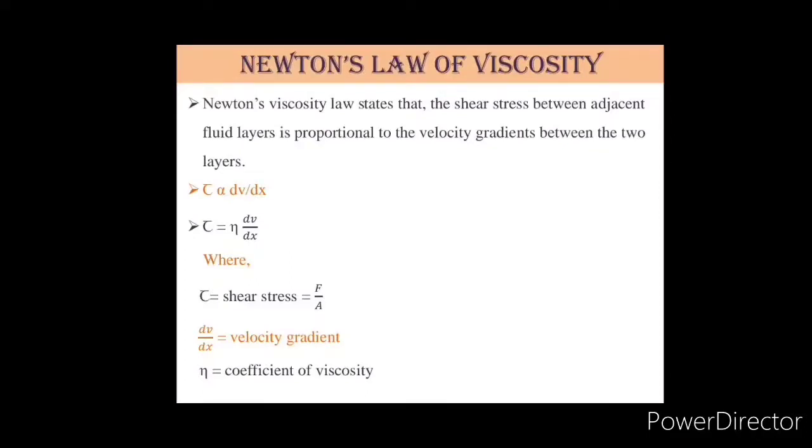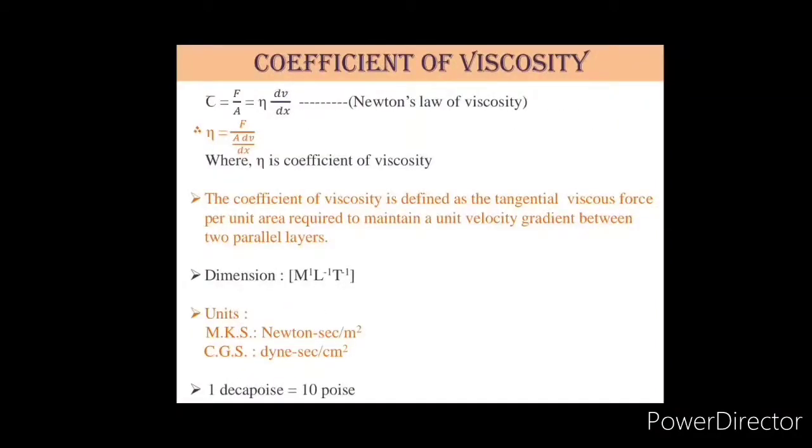If we remove the proportionality sign, we get the proportionality constant eta, and that is nothing but the coefficient of viscosity. We know that the shear stress is given by F upon A, that is force upon area. So we can derive eta from that equation: eta is equal to F upon A dv by dx, where eta is the coefficient of viscosity.